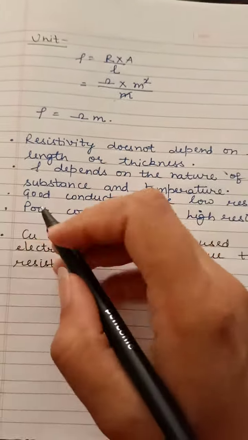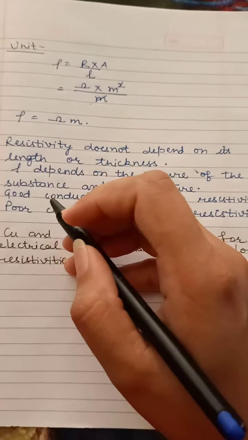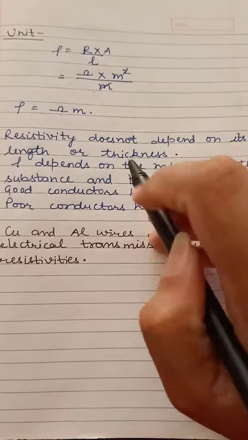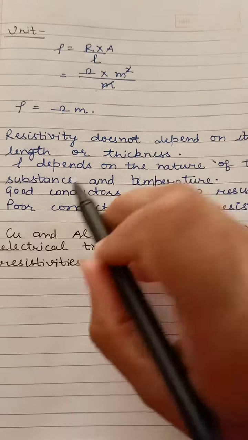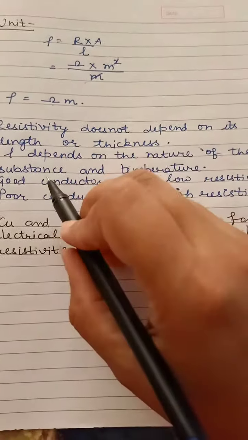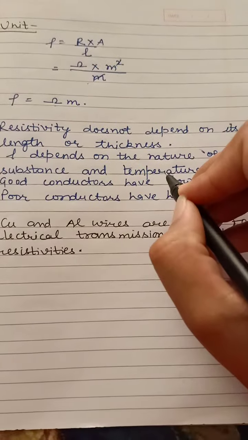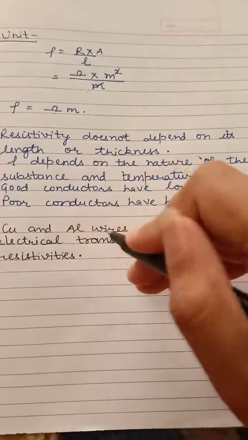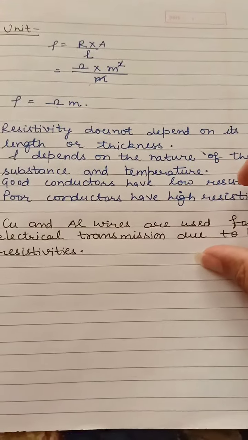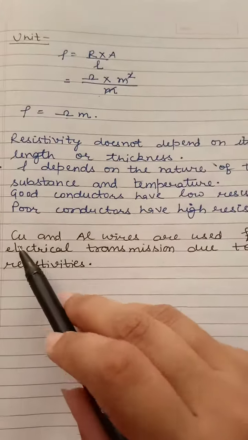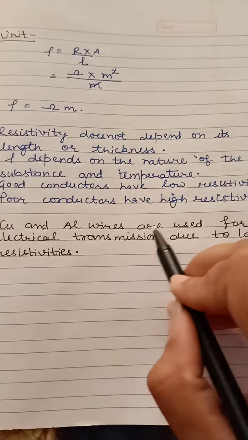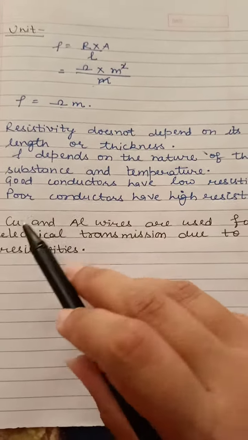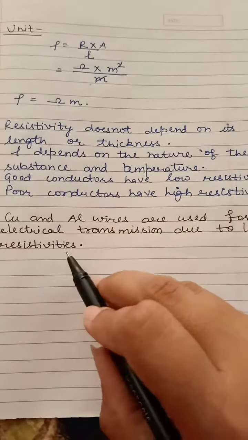These are some points to keep in mind, that the resistivity does not depend upon the length or the thickness of the wire. It depends upon the nature of the substance and the temperature also. Good conductors have low resistivity and the poor conductors have high resistivity. That's because copper and aluminium wires are used for the electrical transmissions, because these two have very low resistivities.